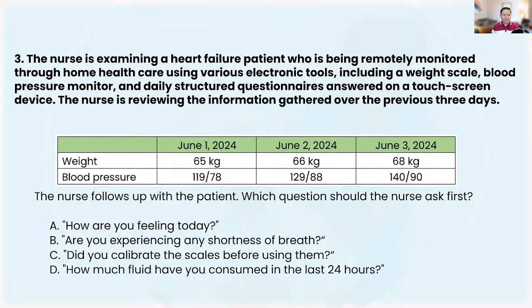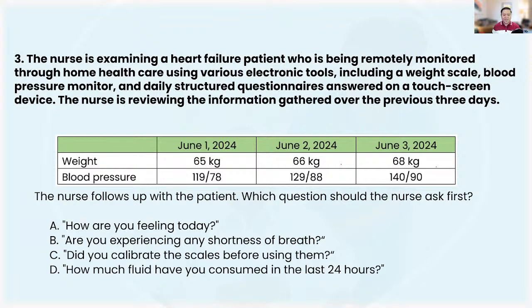So take a look at the patient's data for the weight and the blood pressure, and the trend here. On June 1st, the weight was 65 kilograms. On June 2nd, it was 66 kilograms. But on June 3rd, it changed to 68 kilograms. Looking at the blood pressure readings, on June 1st it was 119/78. The following day, June 2nd, it was 129/88. And on the third day, it went up to 140/90.